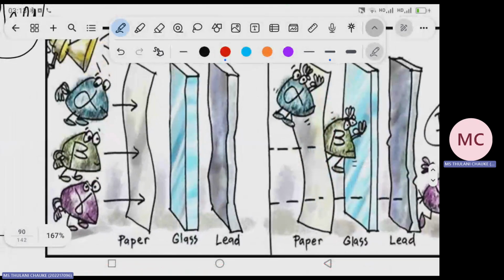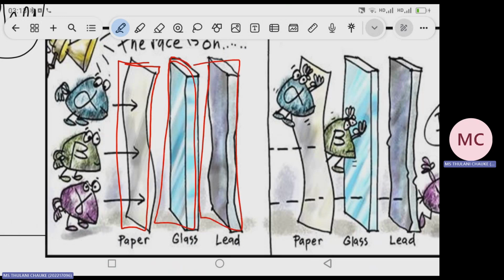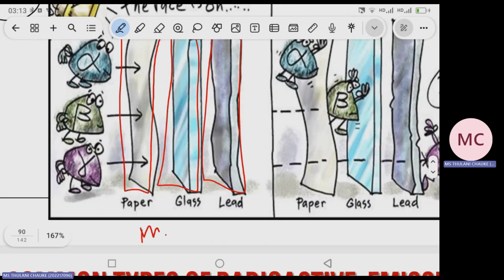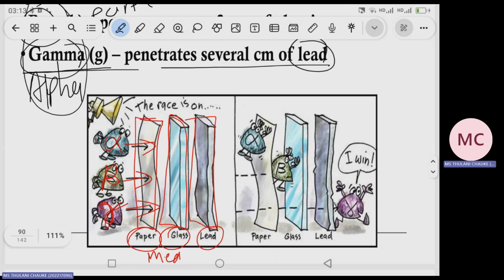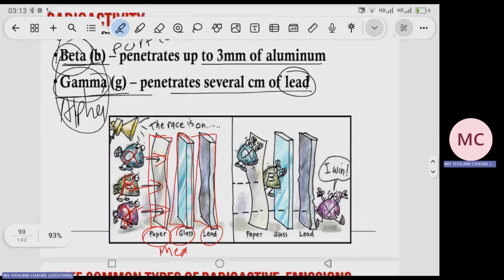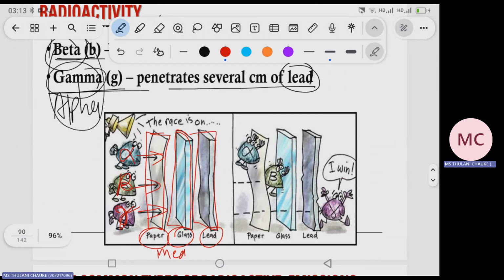You see, that's why you have got this diagram. You have one, two, three. So these are the types of mediums. The first medium is paper. You have glass, you have lead, and then you have got an alpha particle, which is alpha. You have a beta, and then you have a gamma. So they are entering different types of media. Each one of them will have a particular radioactive decay. They are going to lose energy differently.